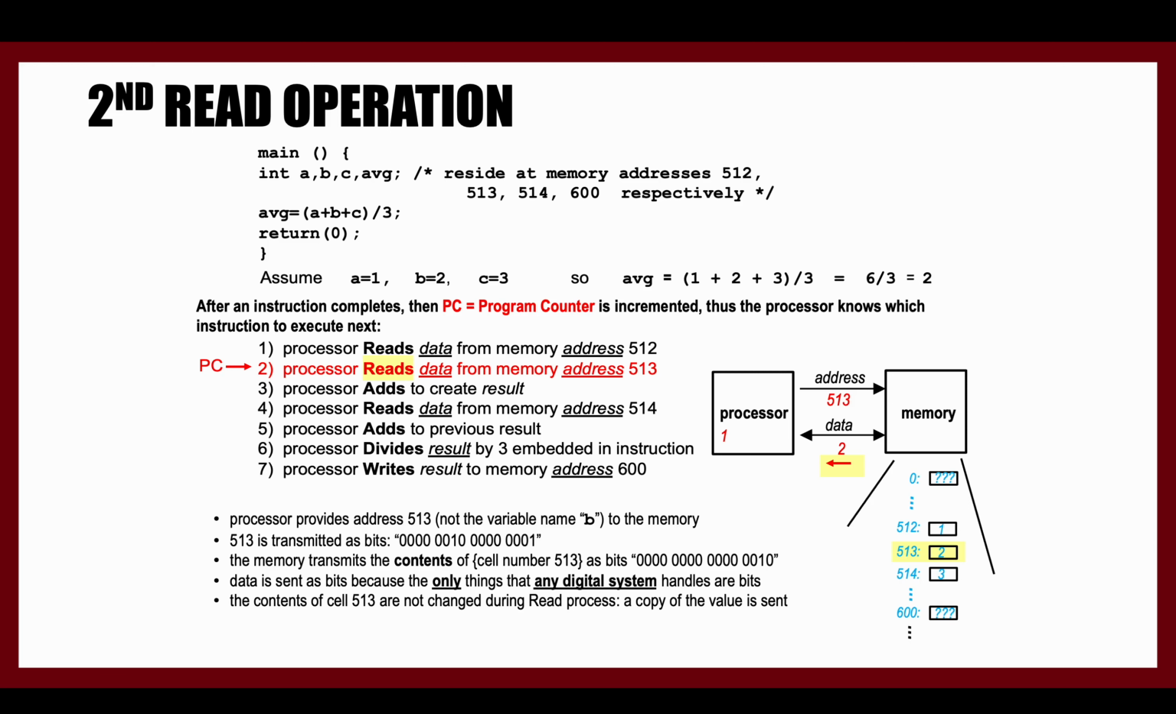The processor reads from address 512. The PC moves to the next step. The processor reads b from address 513, where the value is 2. Binary representation: the address 513 is represented in binary as 000, 0100, 0001. The diagram depicts the processor reading the value 2 from memory address 513.